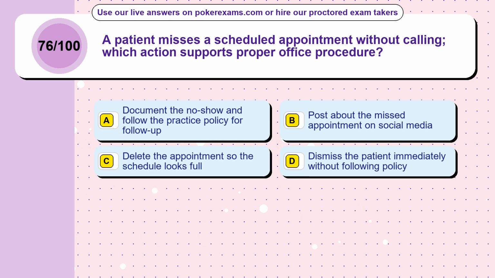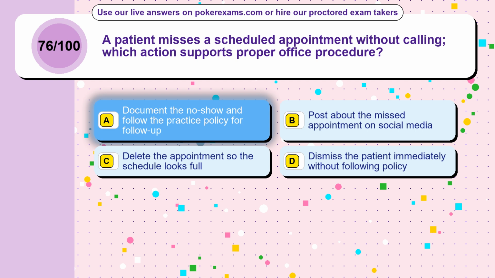Question 76. A patient misses a scheduled appointment without calling. Which action supports proper office procedure? Option A. Document the no-show and follow the practice policy for follow-up. Option B. Post about the missed appointment on social media. Option C. Delete the appointment so the schedule looks full. Option D. Dismiss the patient immediately without following policy.